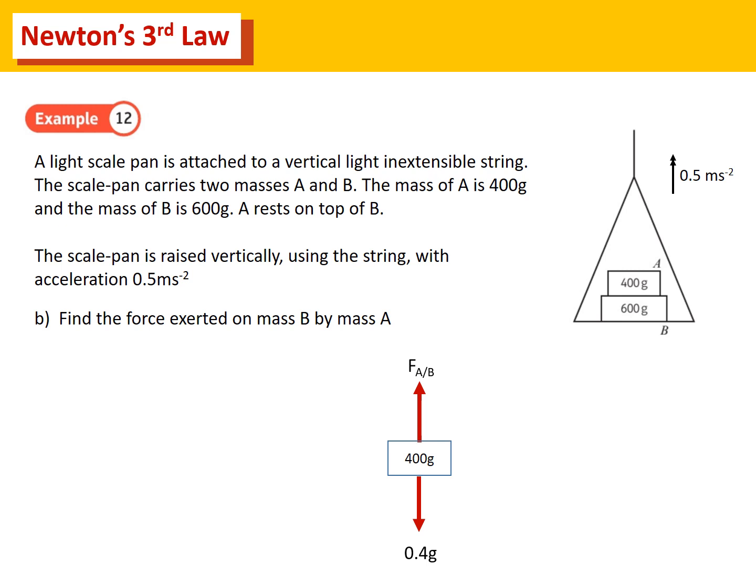Now, what is object A doing? It's accelerating upwards at 0.5 meters per second squared. So the resultant force is this reaction force subtract 0.4g, and that equals mass times acceleration. Mass is in kilograms, so it's 0.4. And we get 4.12 newtons. So that is the force on A exerted by B, which is equal and opposite to the force on B exerted by A. And that's what we were being asked for. Still 4.12 newtons.